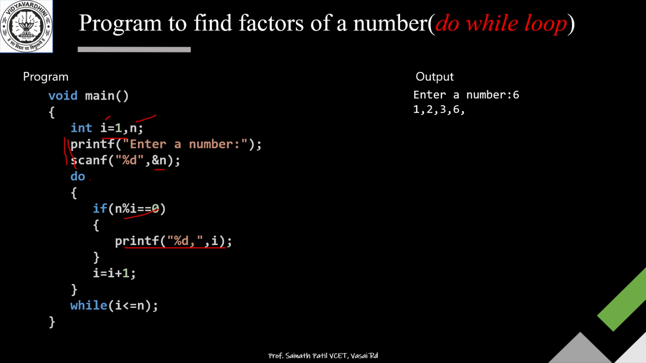Then after this, it will update the value of i, incrementing i by 1 using i is equal to i plus 1, or i plus plus. You can use this statement as well. Then close curly bracket. Then while condition i less than or equal to n, semicolon. If this condition is true, that means the value of i is less than n, then it will go back to do and execute the same set of statements. So suppose I enter 6. Then factors of 6, that is 1, 2, 3, 6, will be displayed.